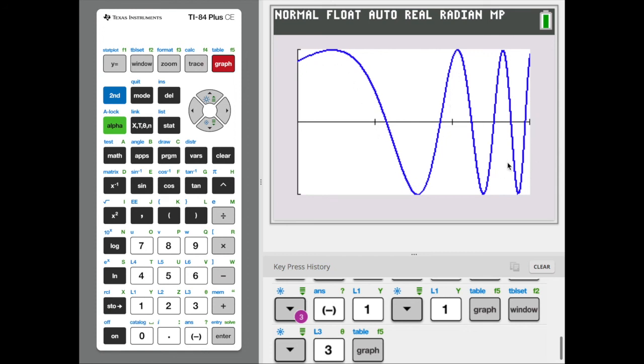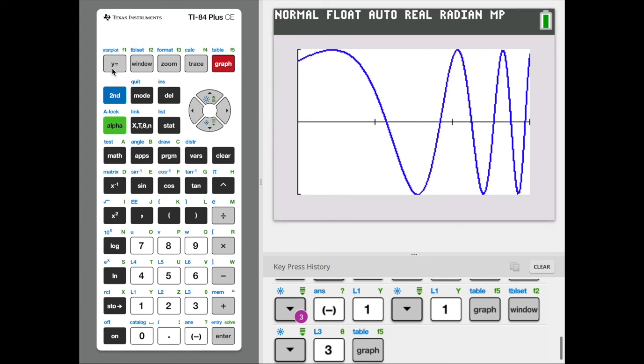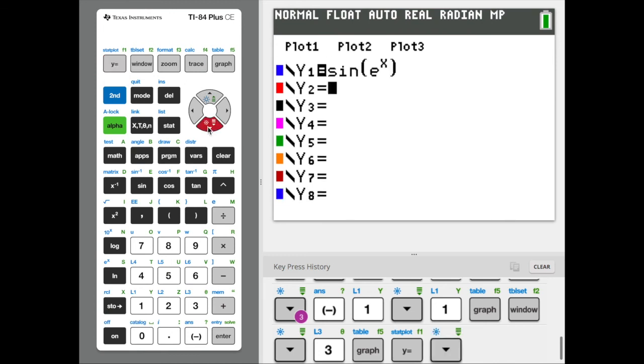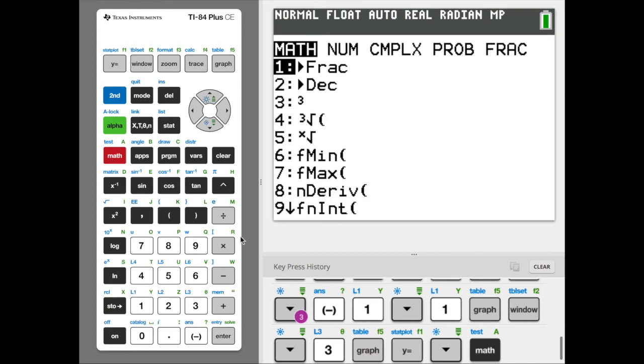Now, what would the derivative of this look like? If this was a function that I couldn't take the derivative of by hand, my calculator can help me sketch the function if I know what the equation of the original function is. So I'm going to go to y equals, and I'm going to hit the same math 8 that I hit before. I'm going to go to the math menu, and I'm going to go to nderiv again.